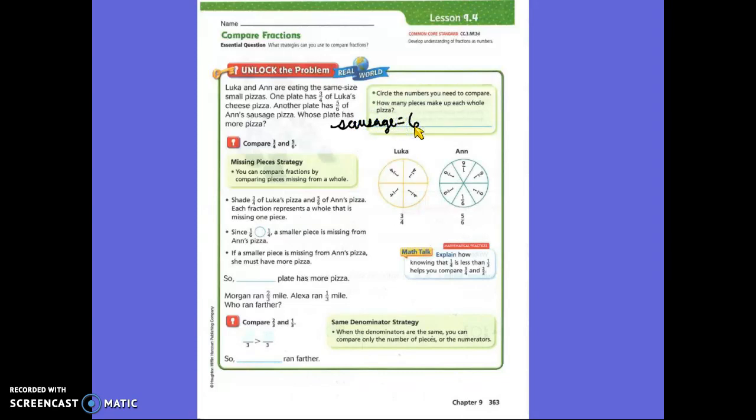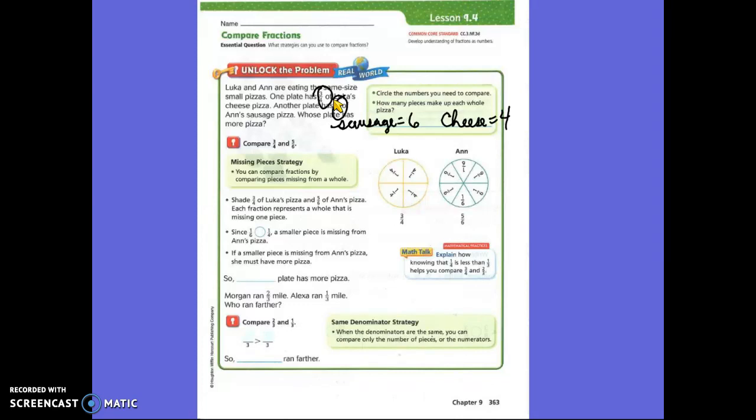And then what's the other kind, besides sausage? Cheese. And how many pieces does it have? 4. Cheese has 4. Now, how do we know that? What did you look at to find those answers? Edmund? The denominator of the fractions. Yes, you look at the denominator of the fractions, right? Okay. Now, boys and girls, we're going to compare 3/4 and 5/6.